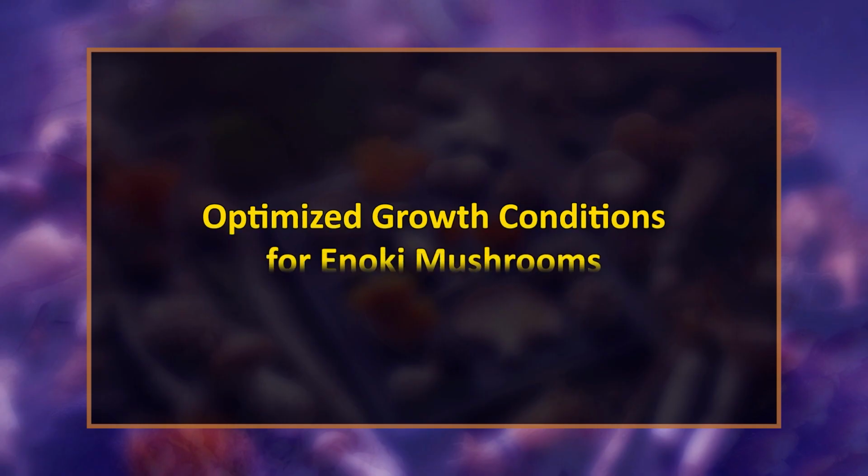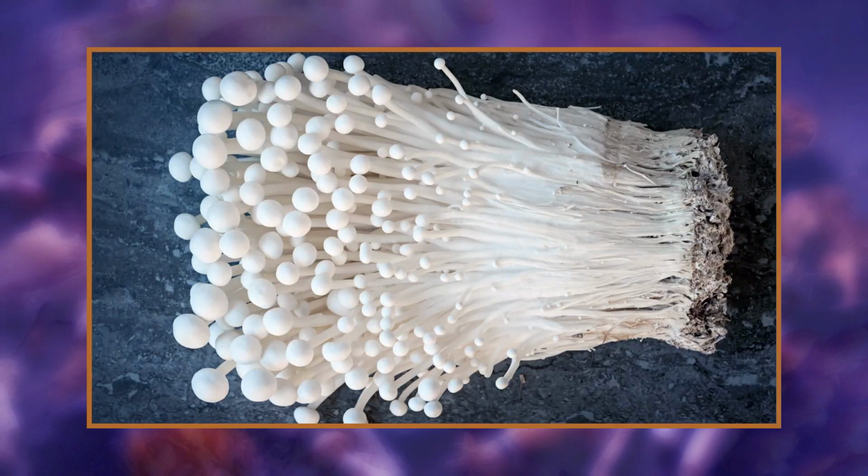Now, dear students, let's talk about the optimized growth conditions for enoki mushrooms. Optimizing the growth conditions for enoki mushrooms, known as Flammulina velutipes, requires precise environmental control to achieve their characteristic long stems, small caps, and crisp texture.